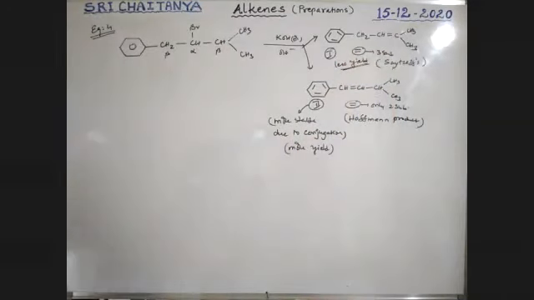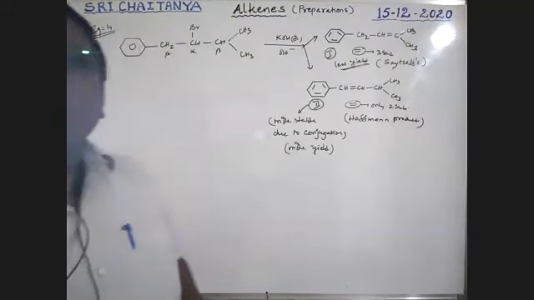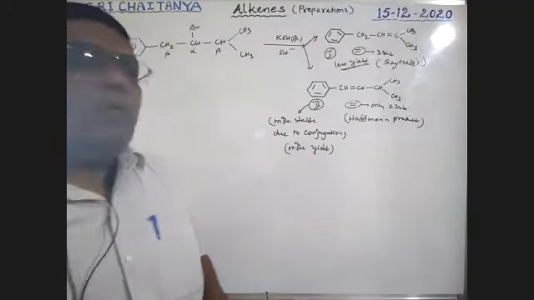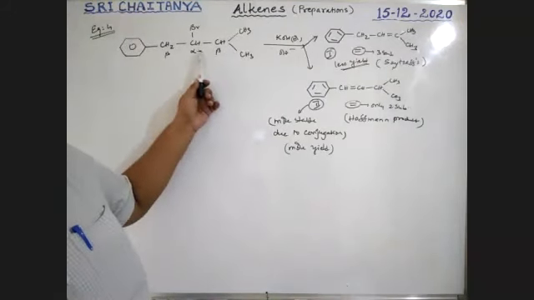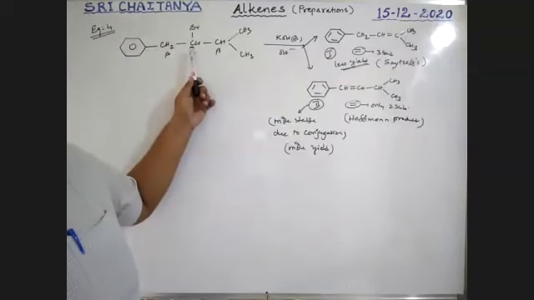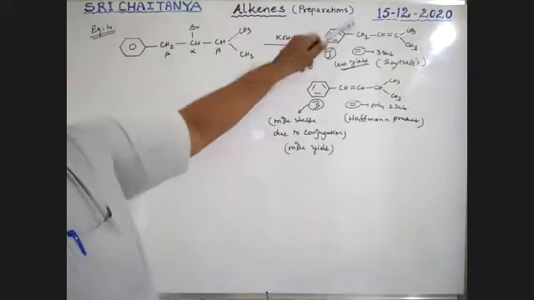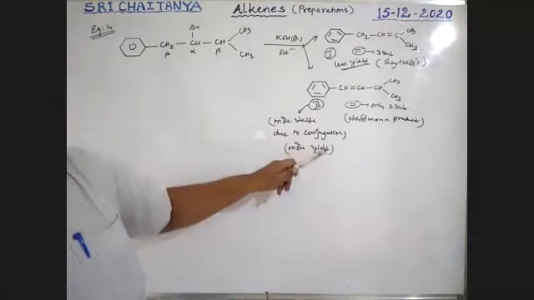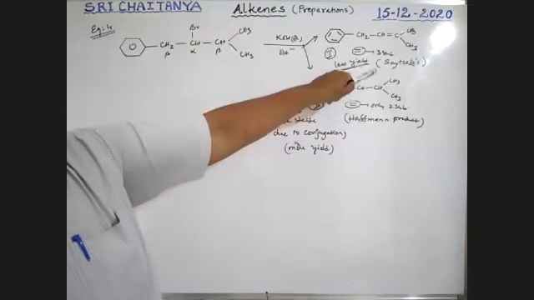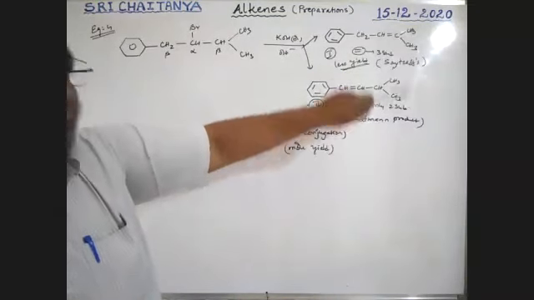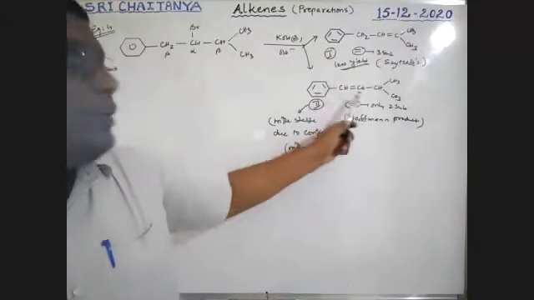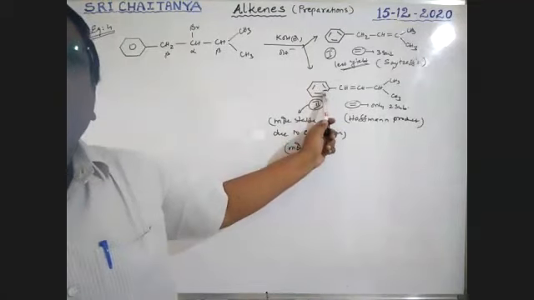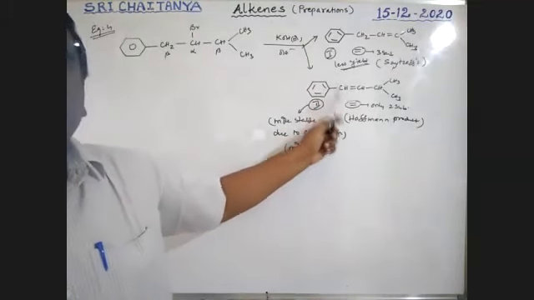So wherever conjugation is there, wherever the resonance concept is applied, see here, only 2 products are possible. Is there any other option, boys? This is the first one, this is the second one. This is the Hoffman product, this is the Saytzeff product. Even though it is the Hoffman product, and we expected it to be less stable, this pi bond is in conjugation with benzene. So because of conjugation, it is more stable.